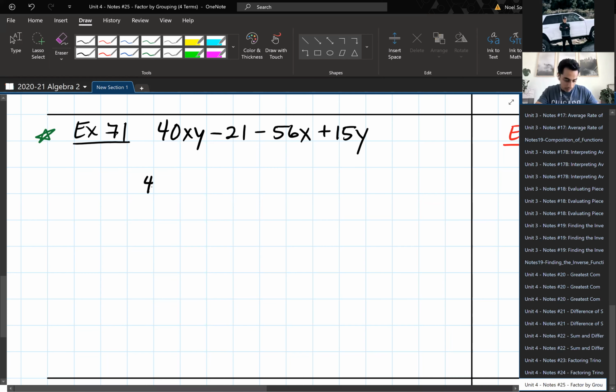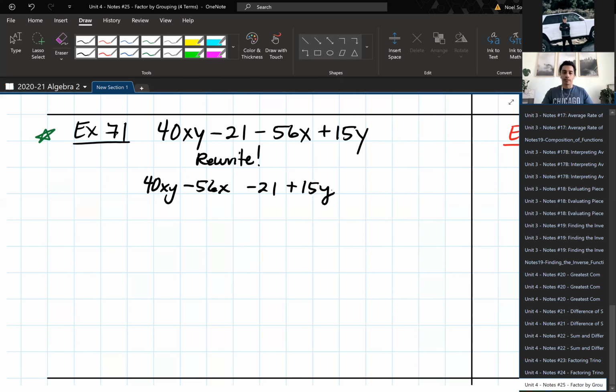So I'm just going to rewrite it as 40xy minus 56x. And you want to swap it, right? So you have now negative 21 plus 15y. So you see, we just rearranged the terms. You are allowed to do this. You are allowed to rearrange terms when they're not arranged in a way that lets you move forward.